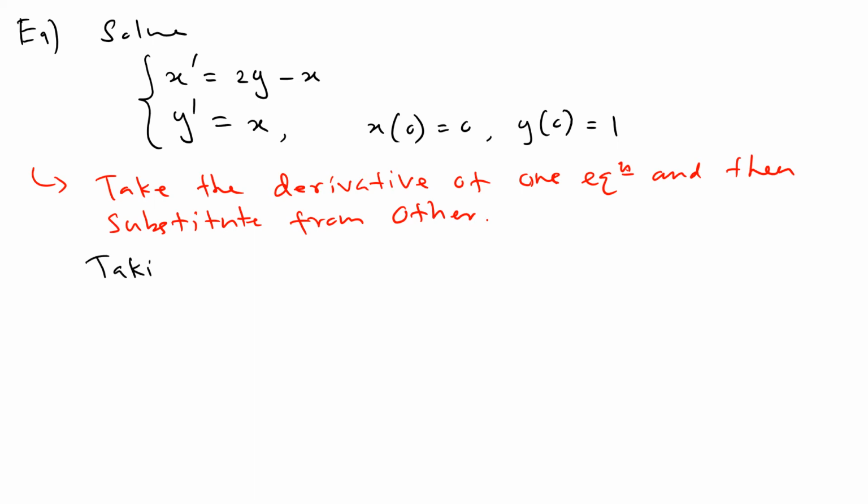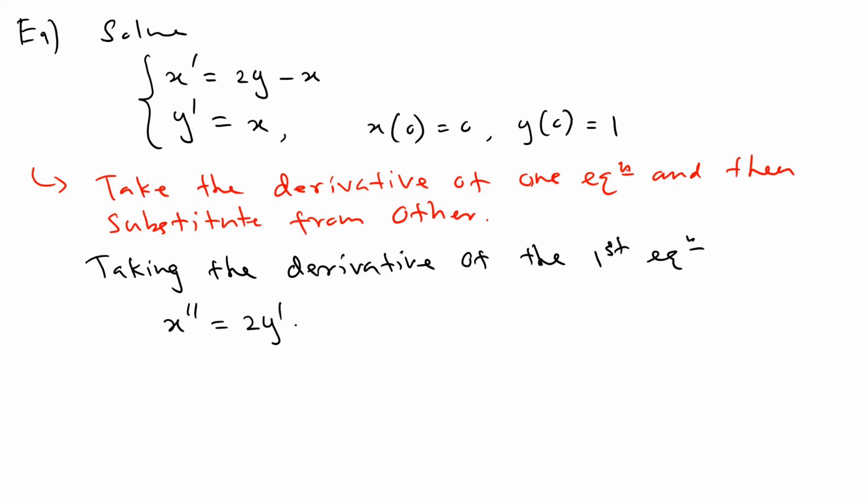So taking the derivative of the first equation, what do you get? You get x double prime equal y prime minus x prime. But from the second equation, y prime equal x. So we can write this as x double prime equal, but y prime is simply equal to x, so I'm going to put it there, minus x prime. So you can see what happened: that goes there because that's the y prime term.